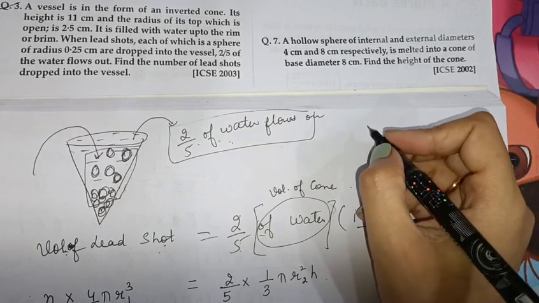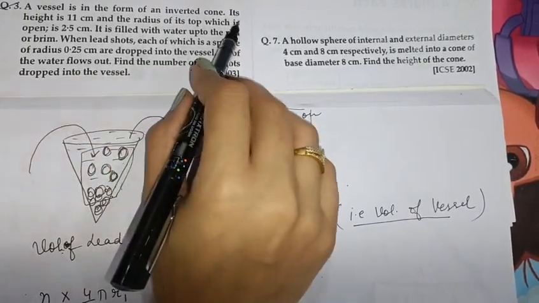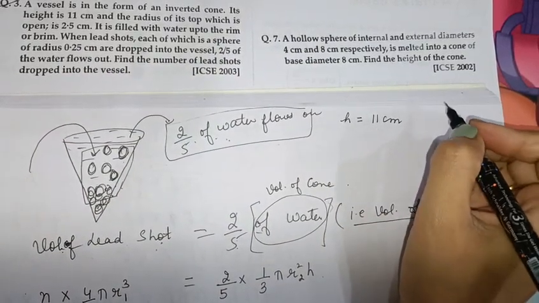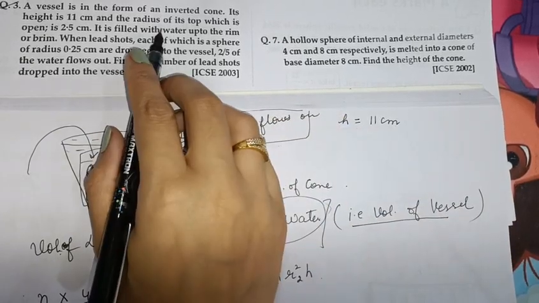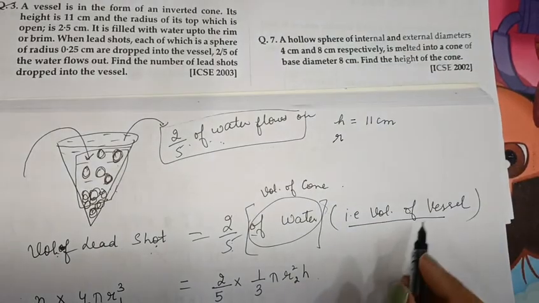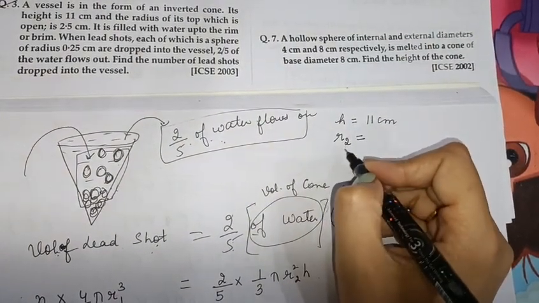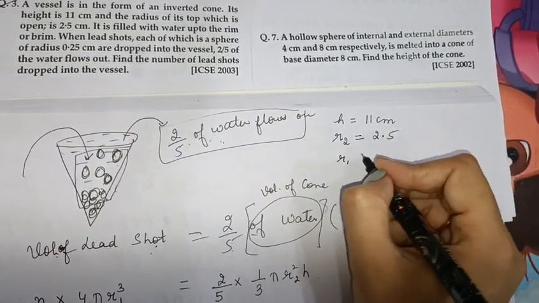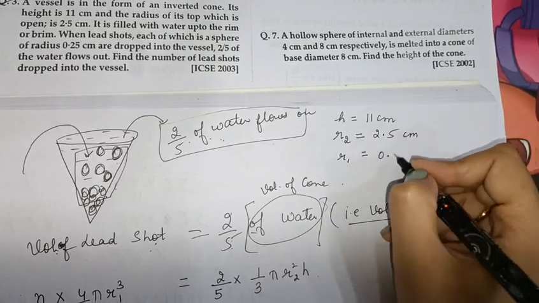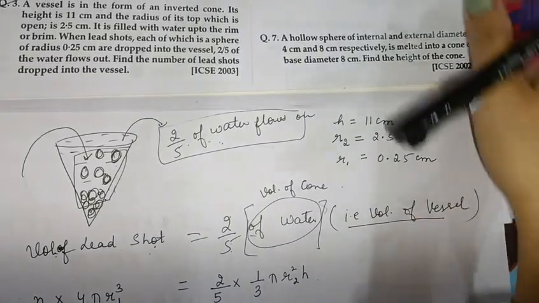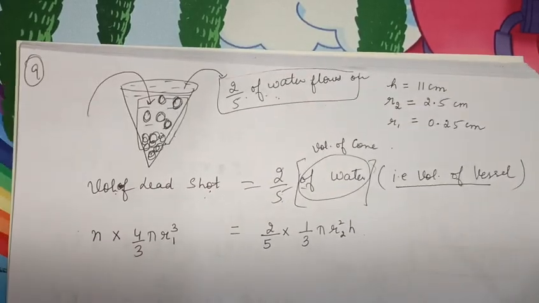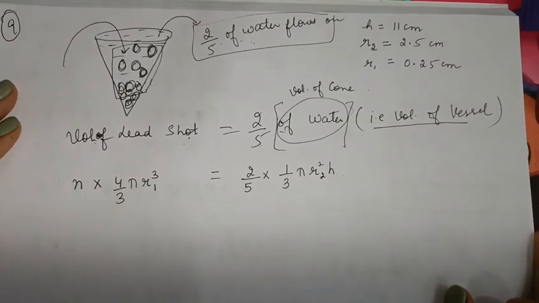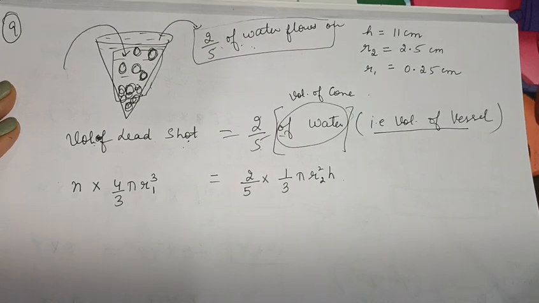So what is given to us? The height of the cone, I'm writing as h, is equal to 11 centimeter. Everything is in centimeter, it's good. The top is open, so the radius of the vessel, r2, I am writing here. The radius of the cone r2 is 2.5, and the radius of the sphere I am writing as r1, which is equal to 0.25 centimeter. Okay, so everything I have written. Now we will just substitute and do the question. You can see the questions are very simple. Only the story behind them you have to understand, and accordingly you have to do.